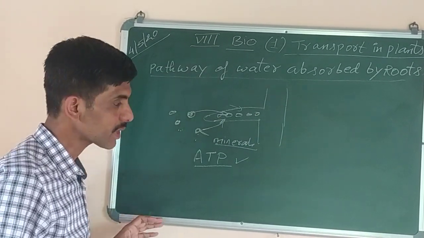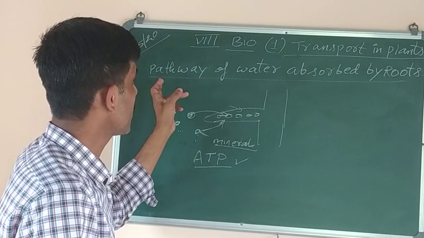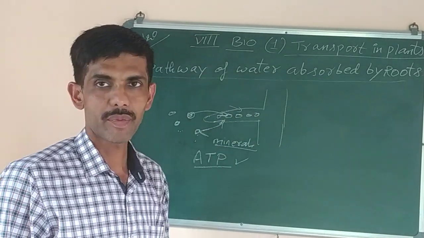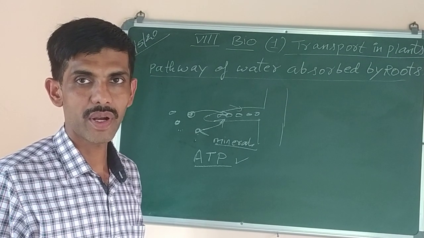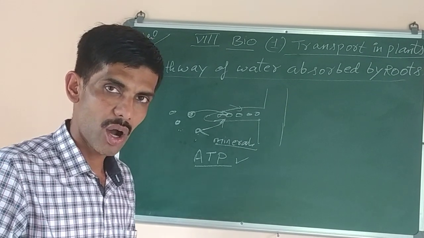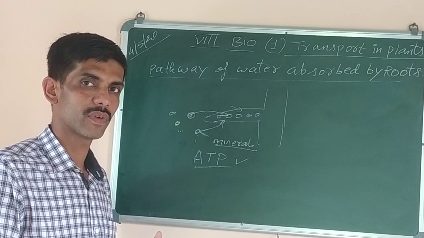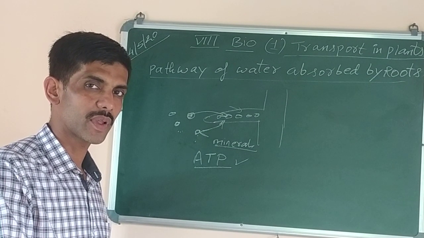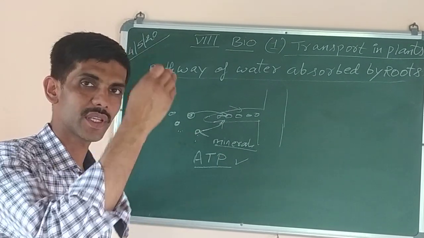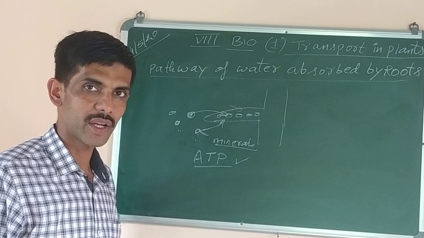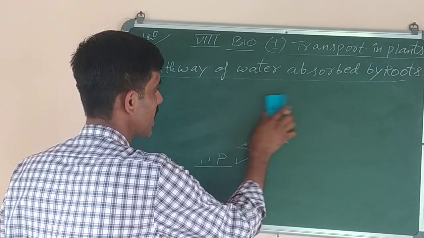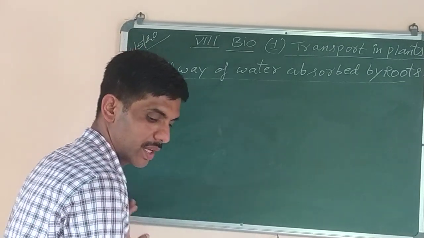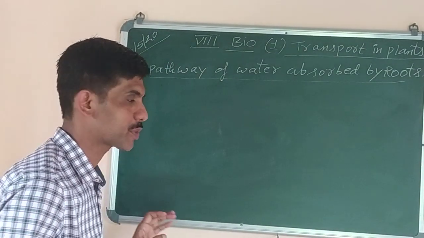Okay. Now next one is, what is the pathway of water absorbed by the roots? We know that the roots absorb water and minerals from the soil. Now how these water molecules move from one part of the root to the other and finally reach up to the leaves? What are the different steps involved in it? So for this, I will just draw a simple diagram first, and through the diagram only it can be explained.